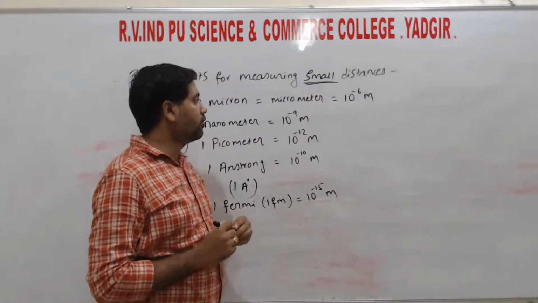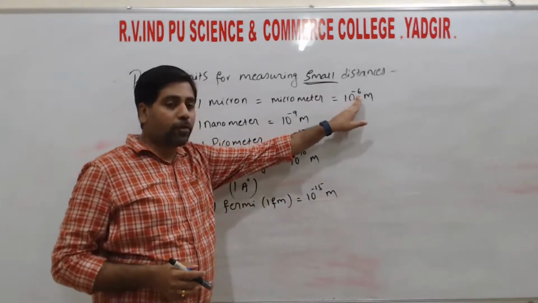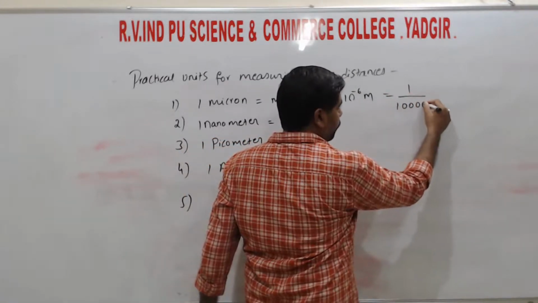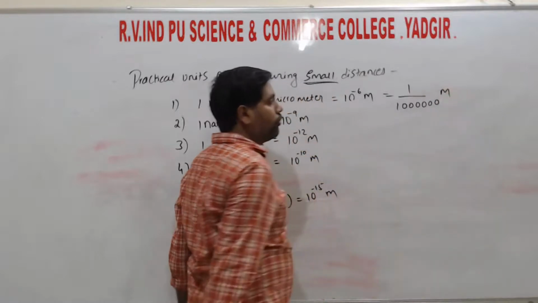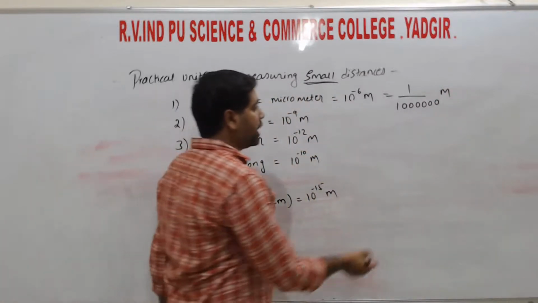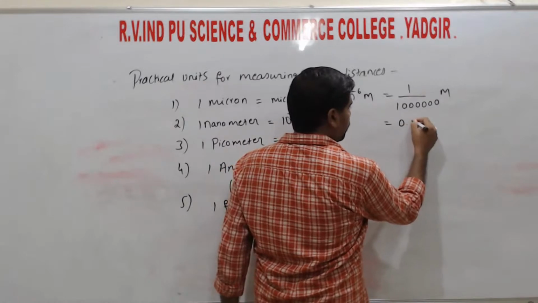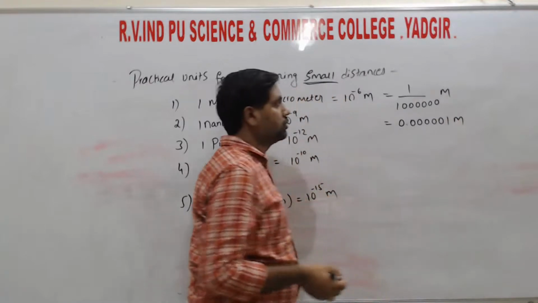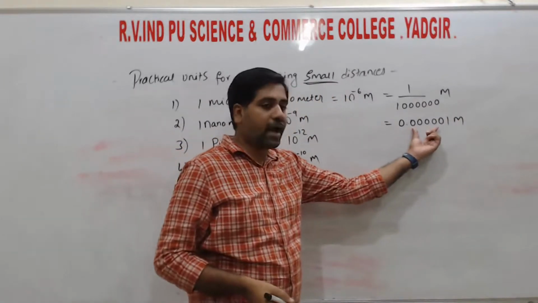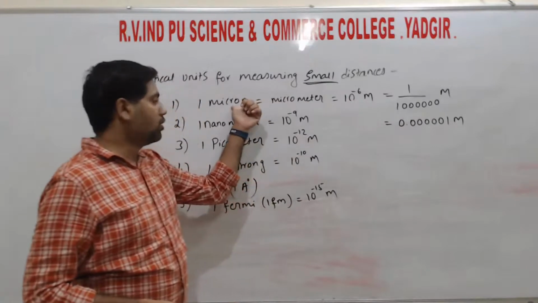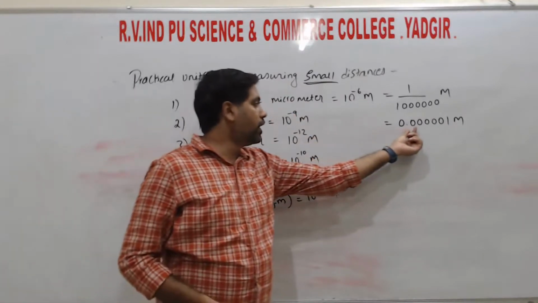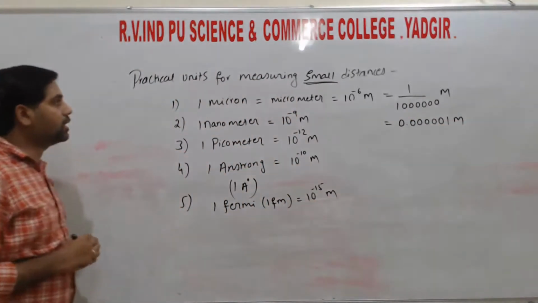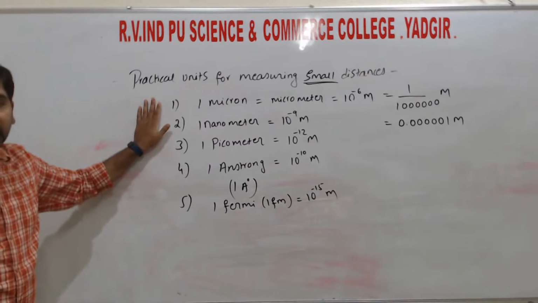If you observe here, for small distances, 10 to the power of minus 6 is nothing but 1 divided by 1 followed by 6 zeros, into meter. If we write it in decimals, it becomes 0.000001 meter. So this much small we have, and this one we call a micron. That is, 1 micron is 0.000001 meter. So these are the practical units for measuring small distances.